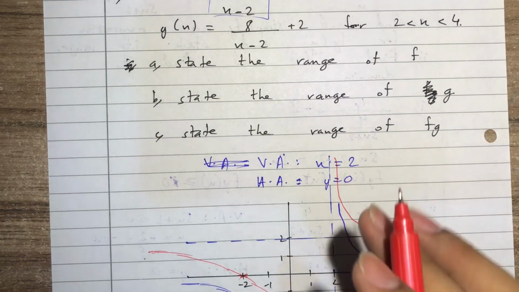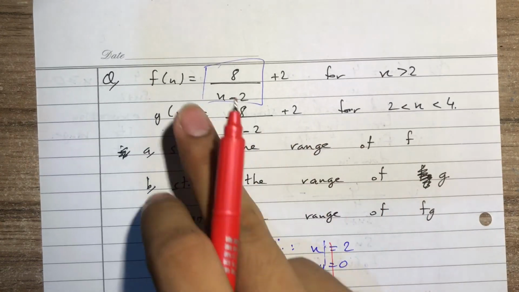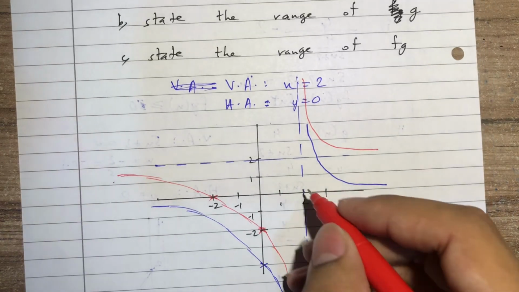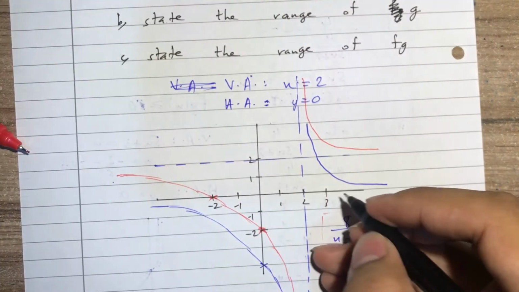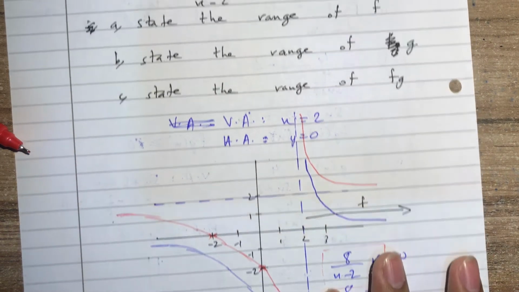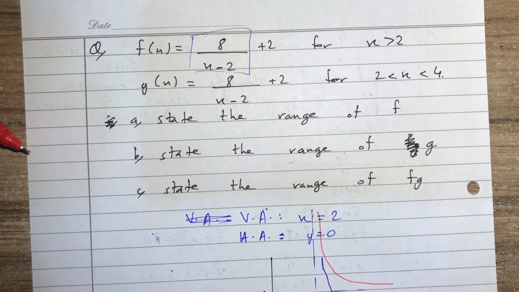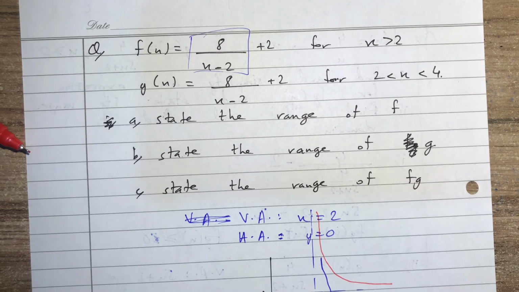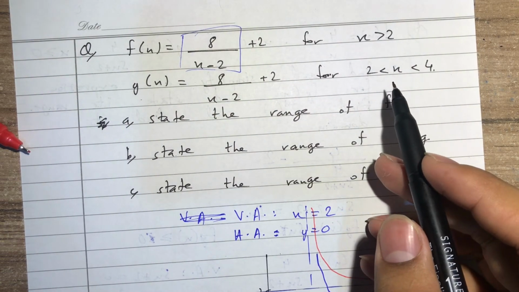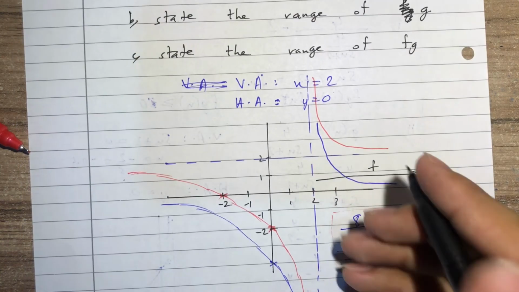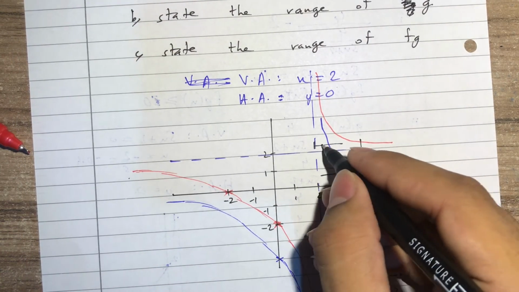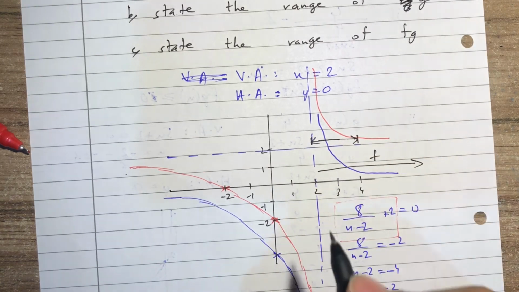Now we'll label what is f and what is g. f is x greater than 2, right? So this region is f, and g(x) is x greater than 2 but less than 4. So if I have 4 over here, it's this region, right?